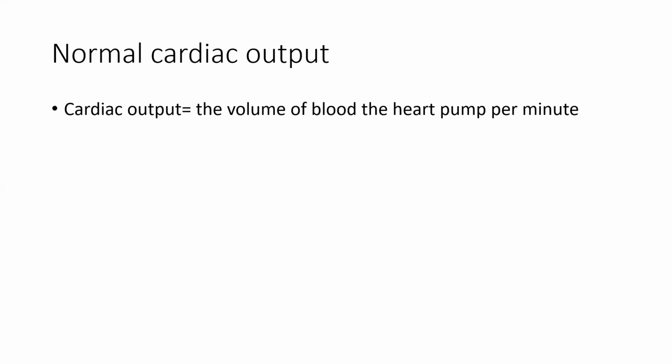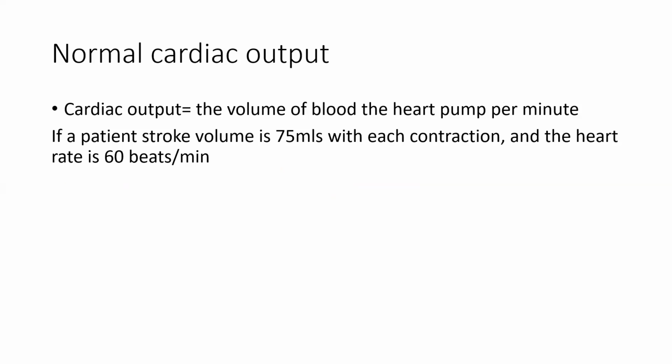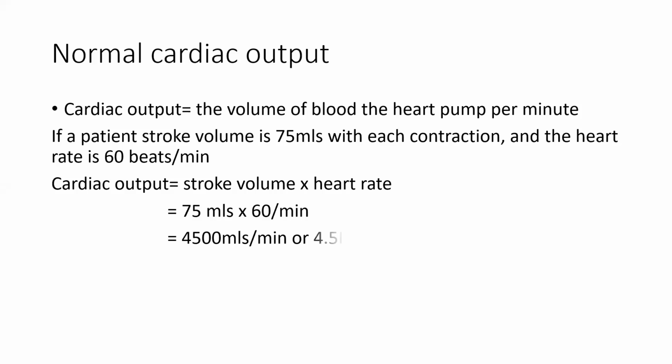Now, cardiac output is the volume of blood the heart pumps per minute, meaning that stroke volume times your heart rate. So if your stroke volume is 75 mL and your heart rate is 60, your cardiac output is stroke volume times heart rate, which is 75 mL times 60 per minute. And your cardiac output is 4,500 mL per minute or 4.5 liters per minute. So normal cardiac output is 4 to 8 liters per minute.